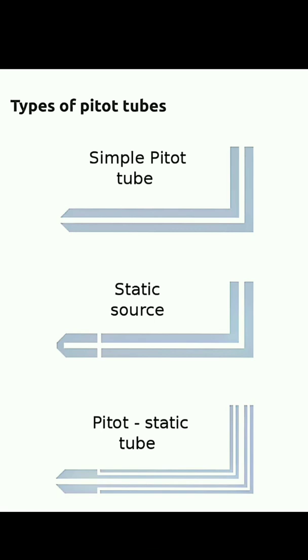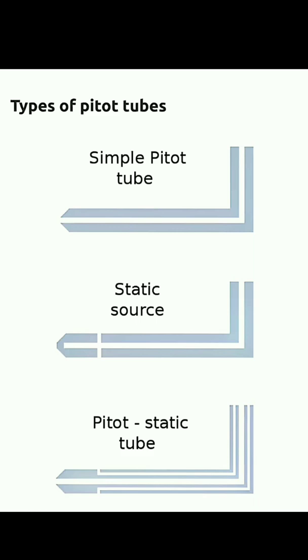Types of pitot tubes. Mainly we have three types of pitot tube. The first is a simple pitot tube, which is just a glass tube with a 90 degree bend. The other is the pitot tube with a static source. In this we use another measuring device, the piezometer.